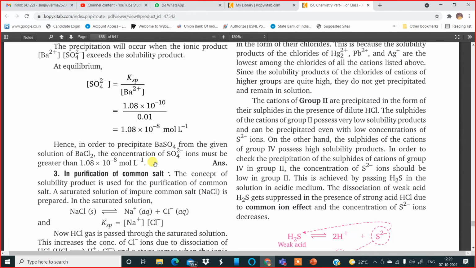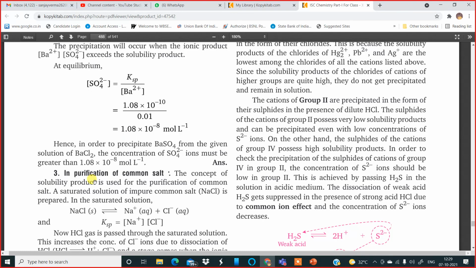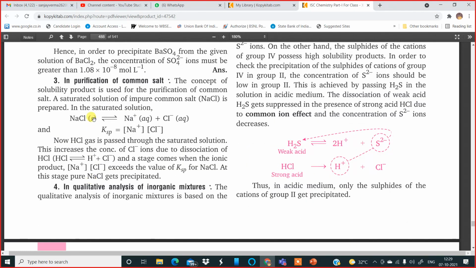In a similar way, you practice example 7.36 also. Now the concept of ionic product and solubility product helps in the purification of common salt. You can purify sodium chloride. A saturated solution of impure common salt is prepared. Now HCl gas is passed through the saturated solution. This increases the concentration of Cl⁻ ions.